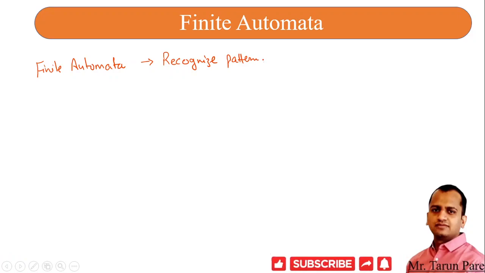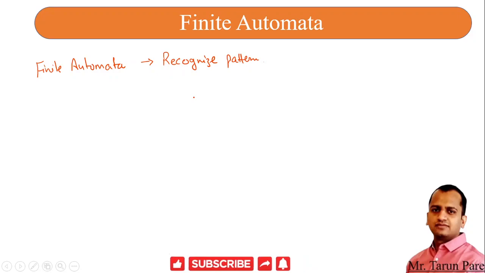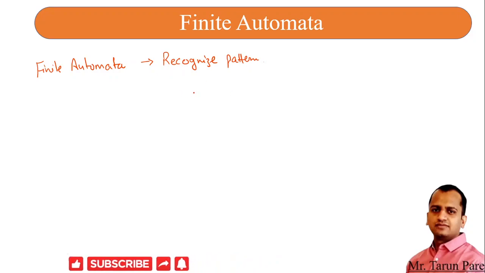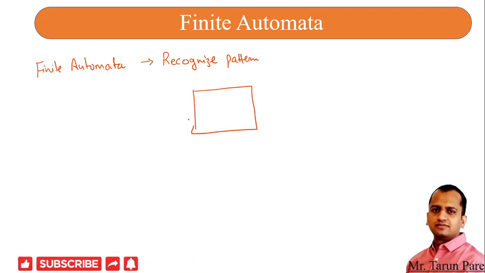How will it identify or recognize the pattern? By taking the string of symbols as the input, and with some desired operations. After performing those operations, if the pattern matches, it will give the output, otherwise it will reject. So how is that possible? See, suppose there is a finite automata. In this, some sequence of strings are given as input.